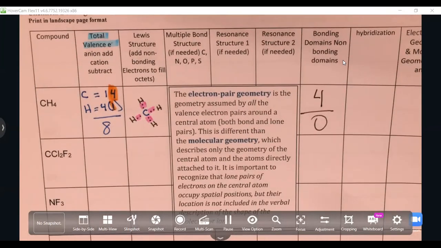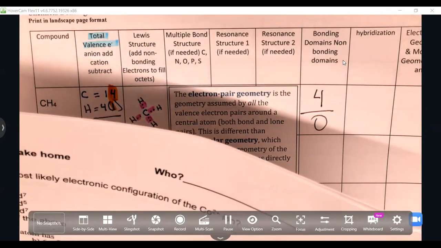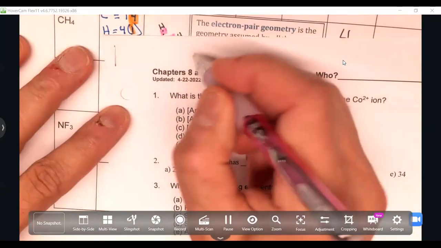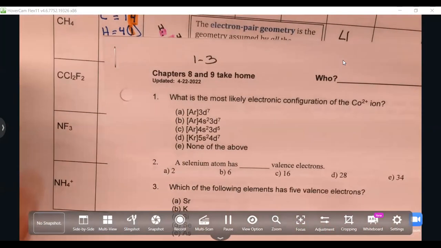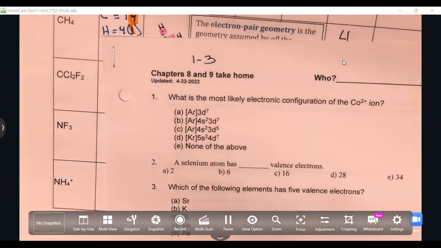All right, there is our first Lewis structure. There is a take-home quiz, I believe, that's already loaded. You can only do 1 through 3 so far, just to get to it. There should be an 8 and 9 take-home quiz out there. Of course, it's our last one, right?